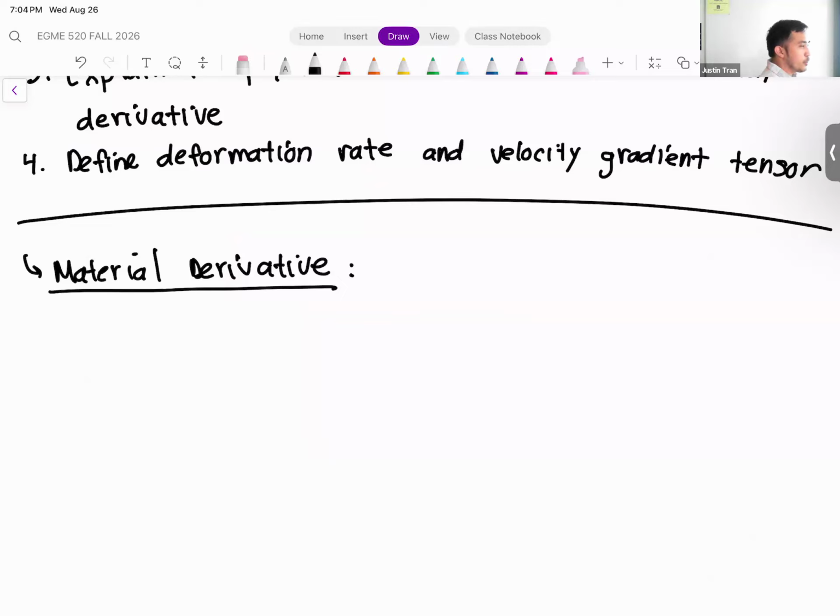So let's define material derivative. Material derivative tells us the rate of change of a fluid property in the continuum assumption.